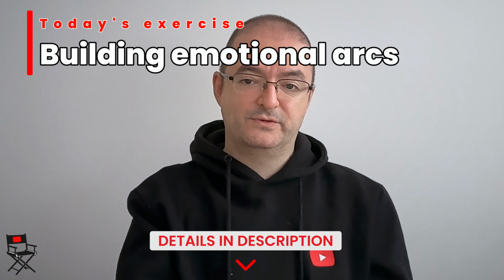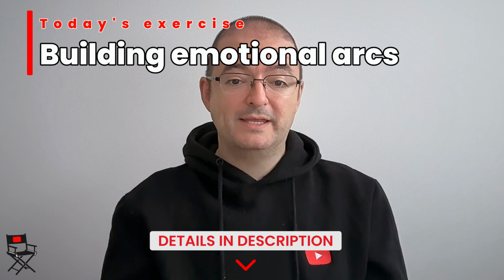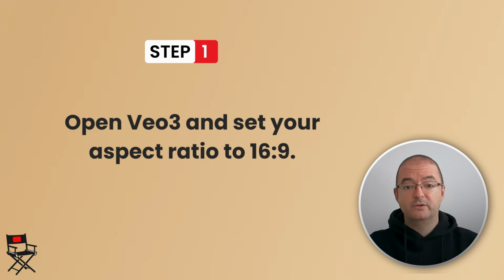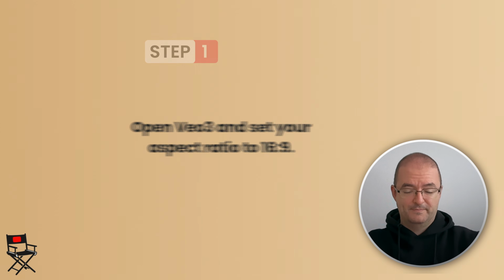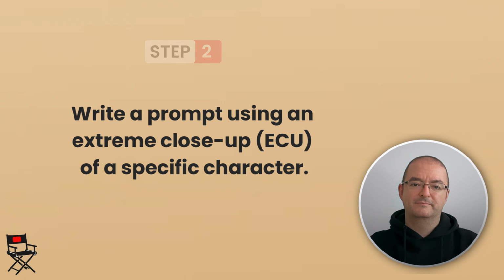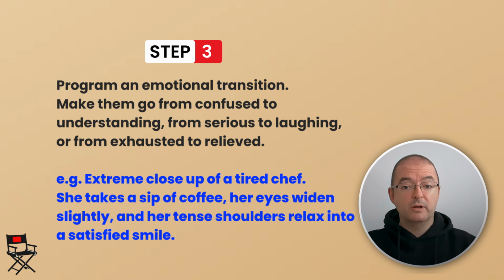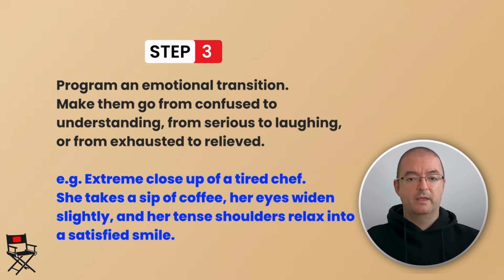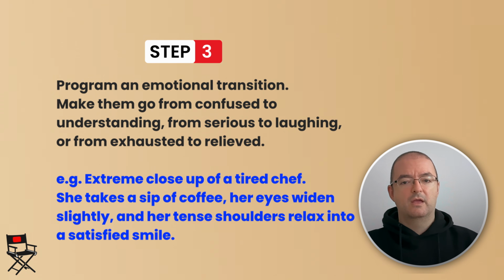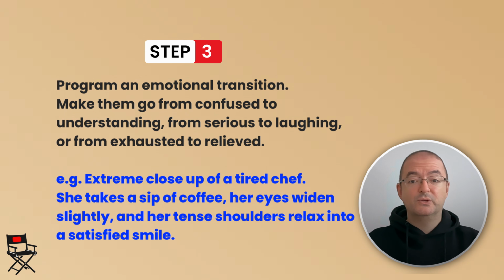Here is your exercise for today. We are going to practice the emotional arc. Step 1. Open Veo 3 and set your aspect ratio to 16:9. Step 2. Write a prompt using an extreme close-up, ECU, of a specific character. Step 3. Program an emotional transition. Make them go from confused to understanding, or from serious to laughing, or from exhausted to relief.